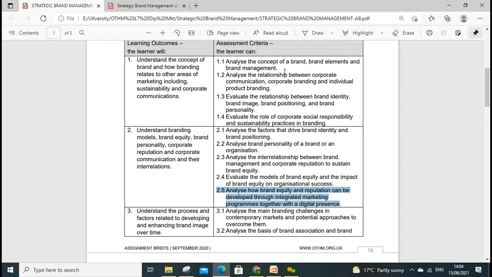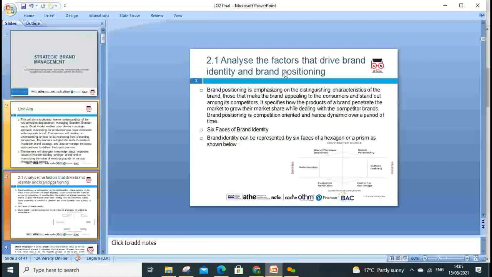So today is 2.1. We are doing learning outcome 1, 2.1. We will analyze the factors that drive the brand and positioning, look at brand personalities, and look at the brand interrelationships. We can evaluate the models of branding. There are many, but we can pick a few and analyze how brand equity, integrated marketing, and programs work together with the digital presence. That is all what will be focused on in our lesson today, and we address all these assessment criteria and our main learning outcome.